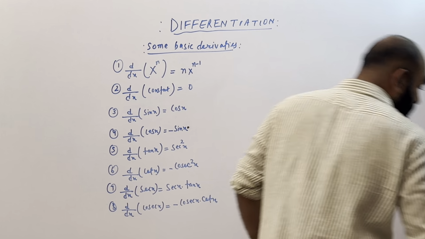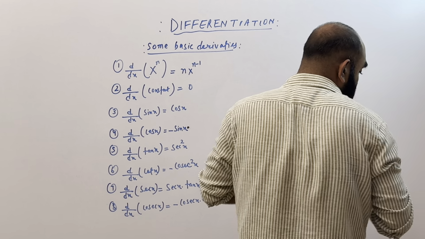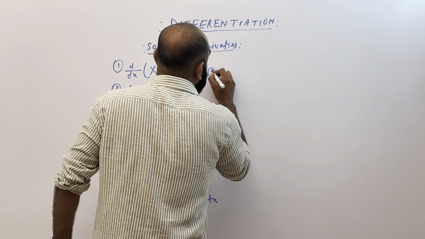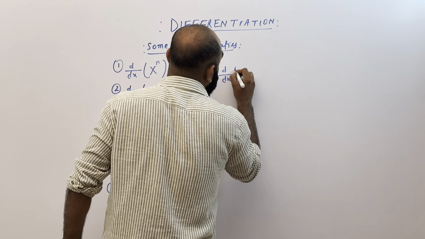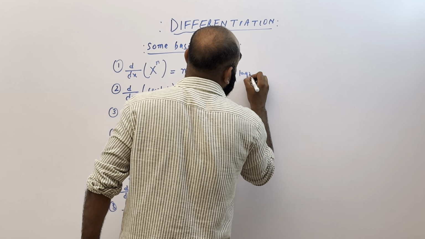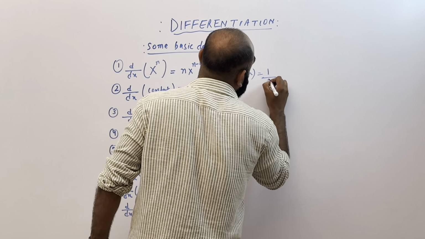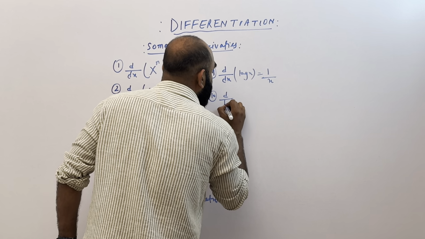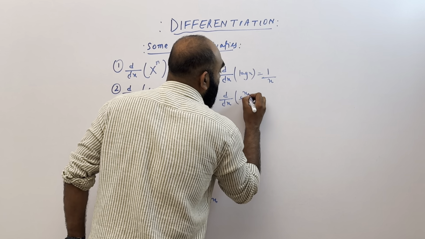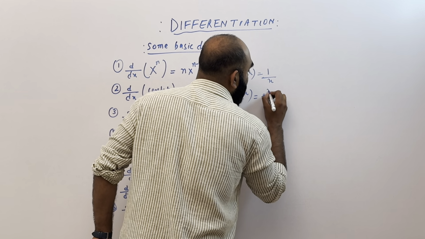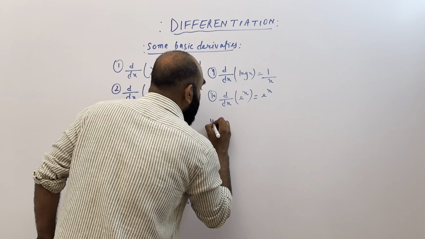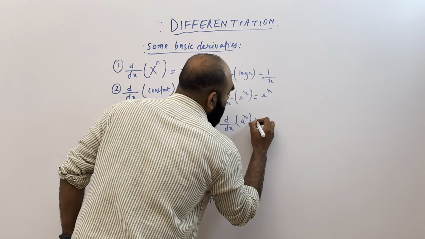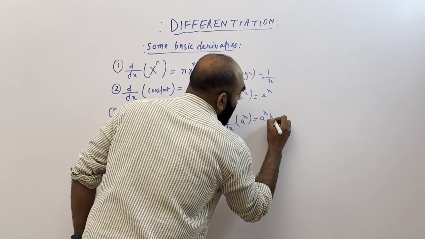Now, ninth one. d by dx of log x is 1 by x. 10th one. d by dx of e to the power x is e to the power x only. 11th one. d by dx of a to the power x is a to the power x log a.